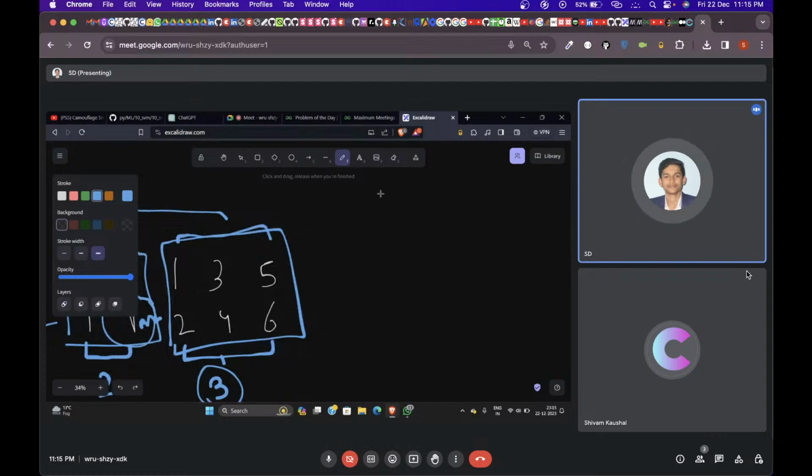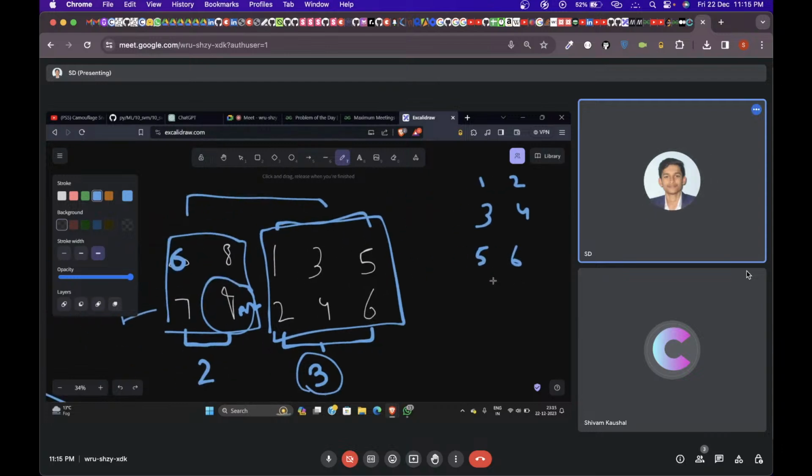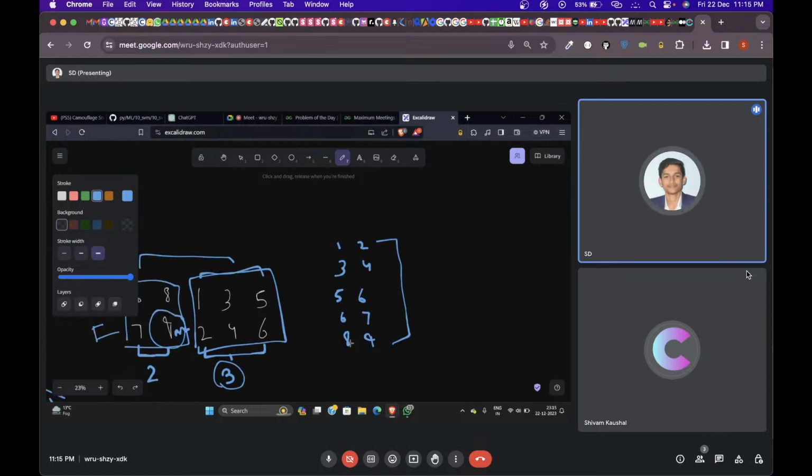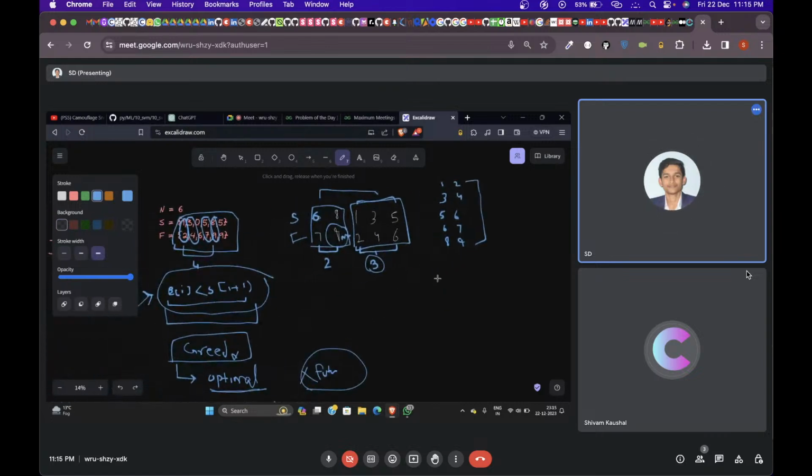So its sorted order would look something like this: 1 2, then 3 4, then 5 6, then 6 7, and then 8 9. And if we do it via this method, we are simply going to get what we want, our answer in the form of the solution that we want, by applying this method.